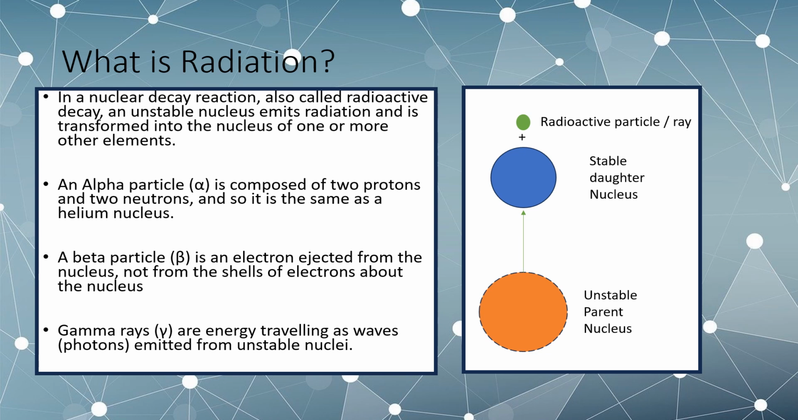An alpha particle, given the symbol alpha, is composed of 2 protons and 2 neutrons, and so it is the same as a helium nucleus. A beta particle, given the letter beta in the Greek alphabet, is an electron ejected from the nucleus, not from the shells of electrons about the nucleus. Again, the process of that is far more complicated than we'll be covering in these videos for the time being. And finally, gamma rays, given the symbol gamma in the Greek alphabet, are energy traveling as waves or photons emitted from unstable nuclei.